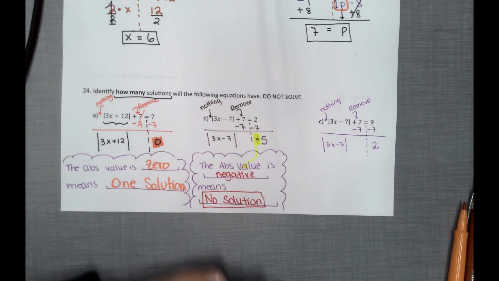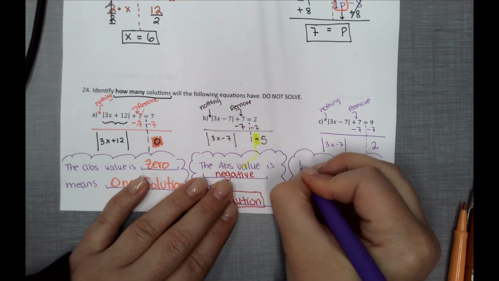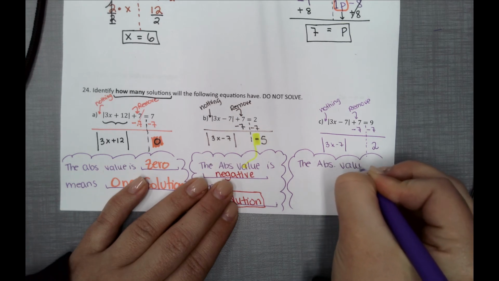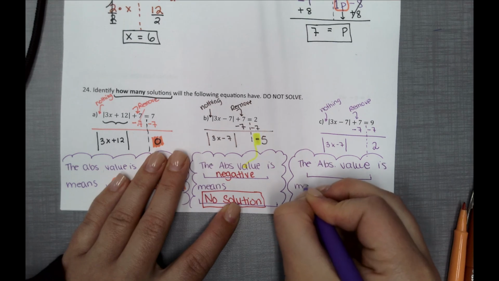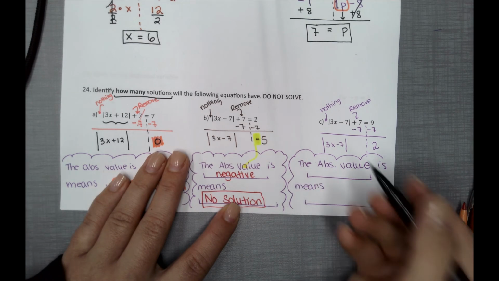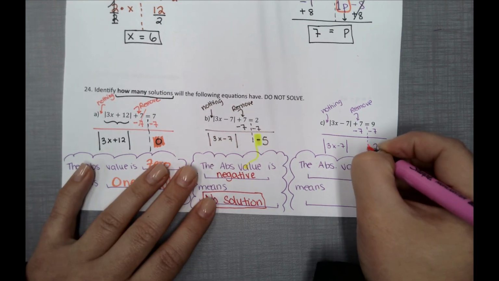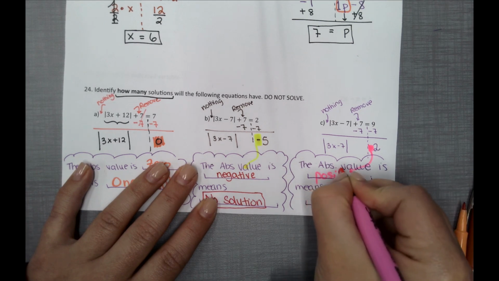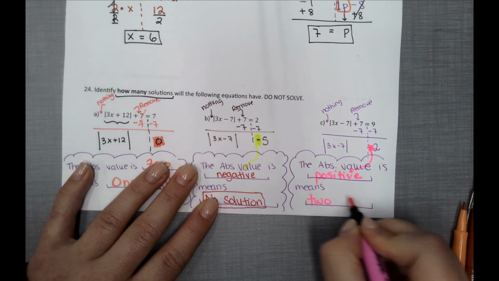Thinking bubble. Let's keep it the same. The absolute value is blank, which means blank. All right, what do we have for the absolute value? I'm going to highlight this section in front of that too. It is positive, which means we have 2 solutions.